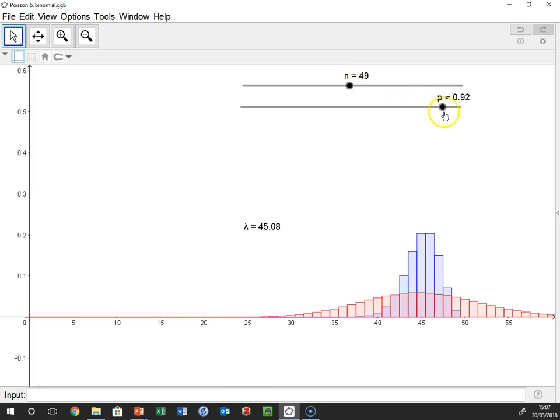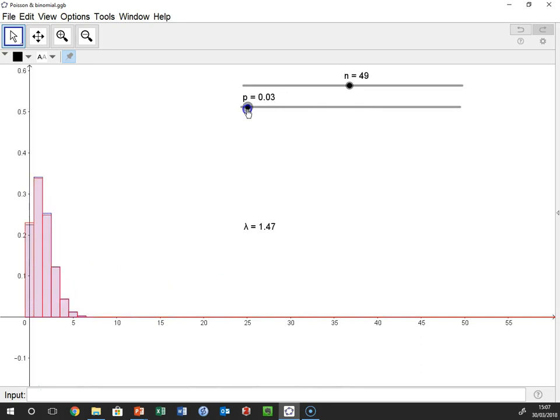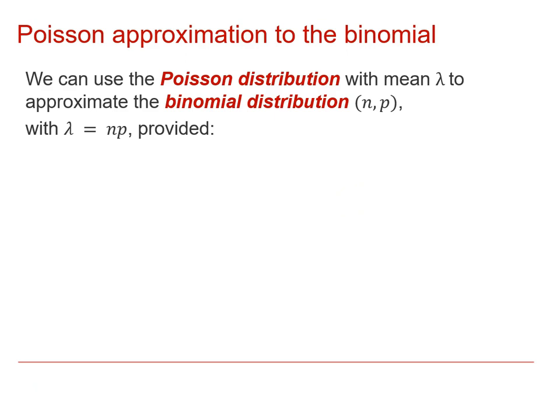So it seems that the best approximations are when p is small, and in fact the smaller we go, the better the approximation, and when n is big. So we can use the Poisson distribution to approximate the binomial distribution with lambda equal to np, provided n is large and p is small. The larger n is and the smaller p is, the better the approximation.